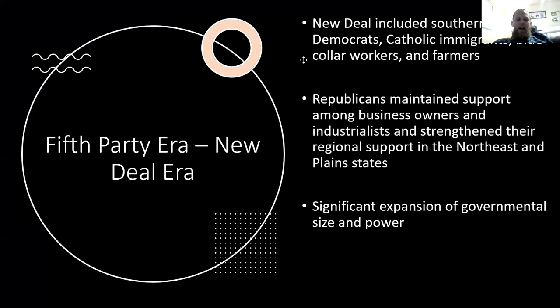The fifth party era is the New Deal era, which is the FDR era. And so the New Deal Democrats included Southern Democrats, Catholic immigrants, primarily coming from Italy and Ireland, and blue collar workers. A blue collar worker is somebody who essentially works with their hands.